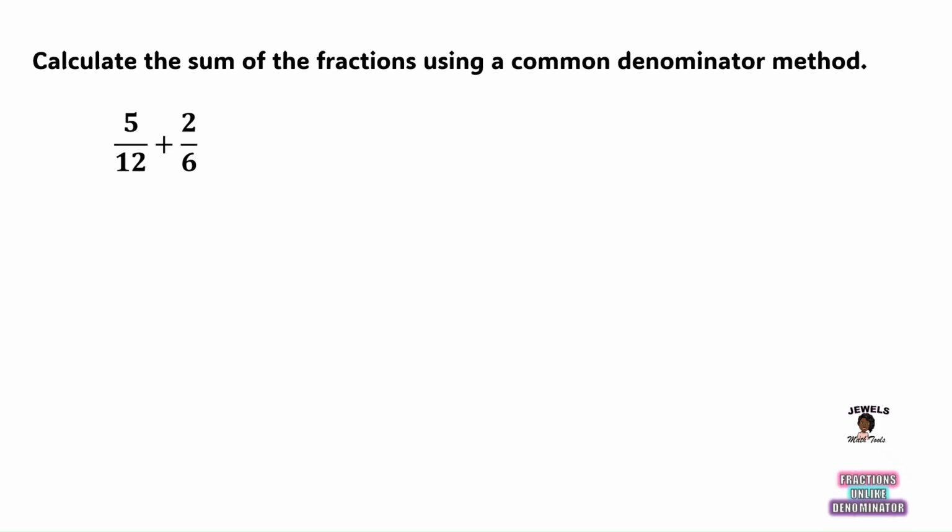So in our session today, we are calculating the sum of our fractions using a common denominator method. Now for this method, we're just finding a multiple or a common denominator for both of our numbers. So let's begin. In finding our common denominator, we're looking at our numbers 12 and 6.